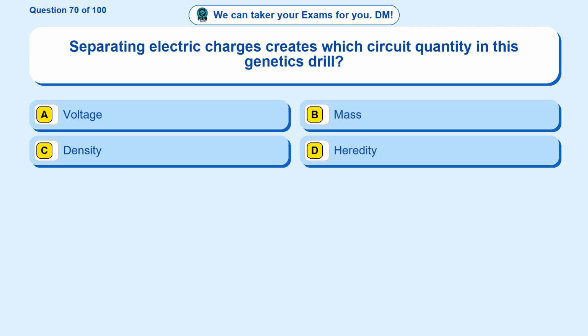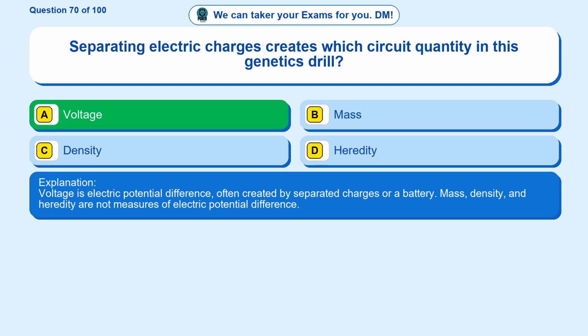Question 70. Separating electric charges creates which circuit quantity in this genetics drill? Option A, voltage. Option B, mass. Option C, density. Option D, heredity. The correct answer is option A. Voltage. Voltage is electric potential difference, often created by separated charges or a battery. Mass, density, and heredity are not measures of electric potential difference.